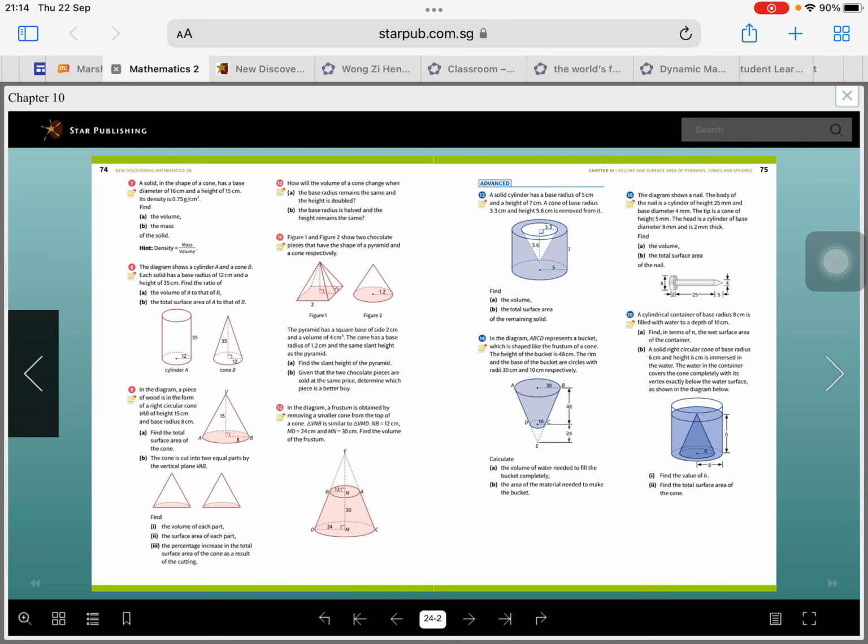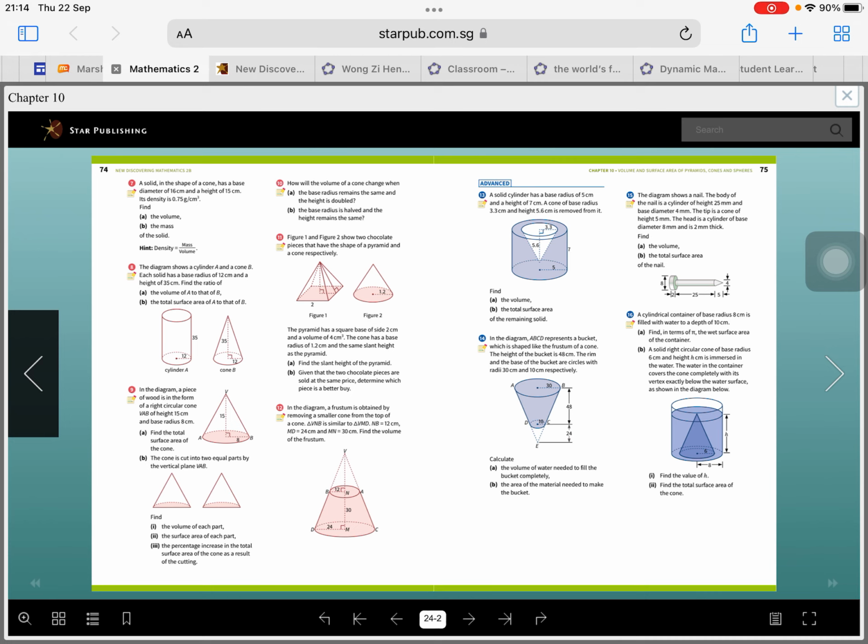Hello everyone. For this part of the video, we'll be going through a homework for cones. As usual, I've assigned 5 questions. This time they are 11, 14, 15, 16, and 18. Before we begin, just a quick recap.